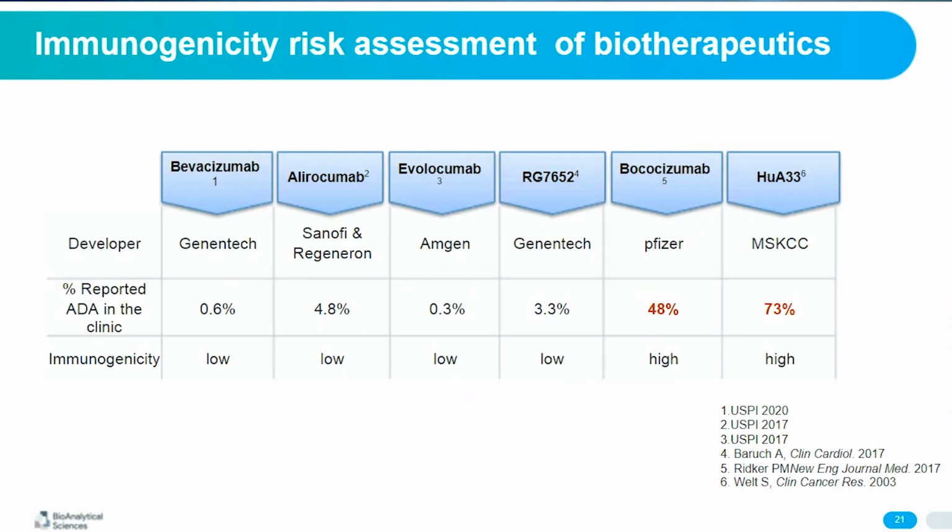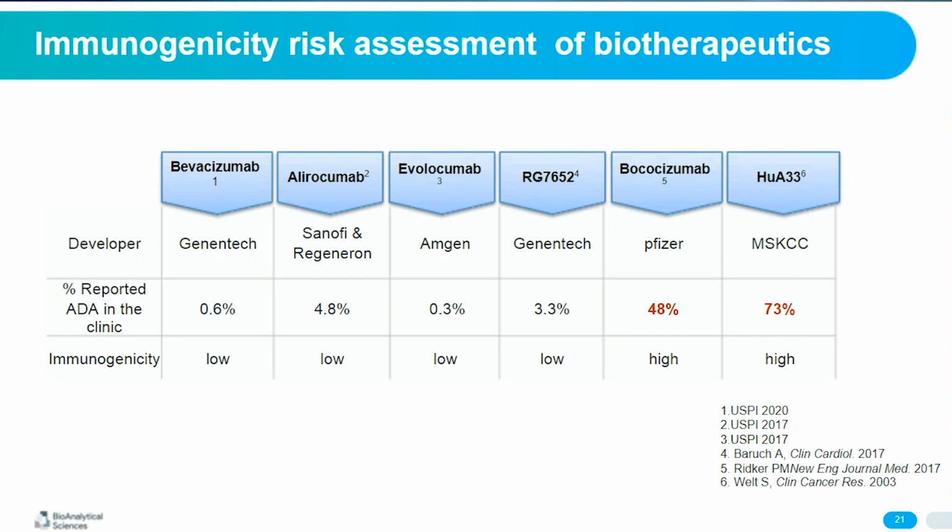In this case study, to show you the capability of T-cell proliferation assays to assess immunogenicity risk of biotherapeutics, we have used multiple biotherapeutics. Each one of the PBMCs was stimulated with one of these biotherapeutics. Bevacizumab, this is a low immunogenic biotherapeutic with 0.6% clinical ADA. Also, we stimulated the cells with a panel of anti-PCSK9 antibodies. Alirocumab, which is a low immunogenic anti-PCSK9. Evolocumab, this is another low immunogenic anti-PCSK9.